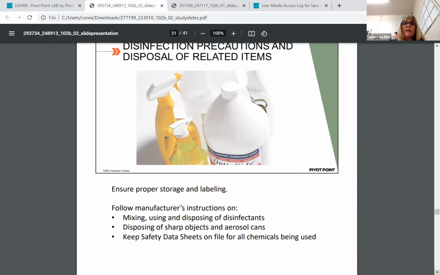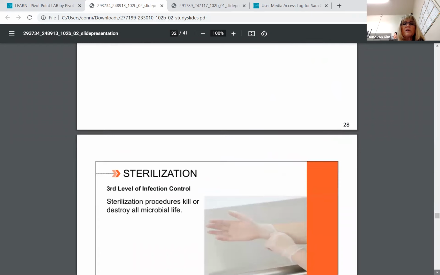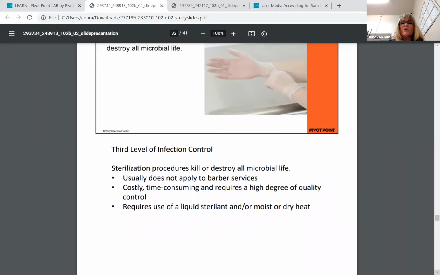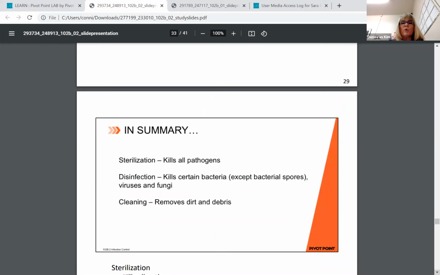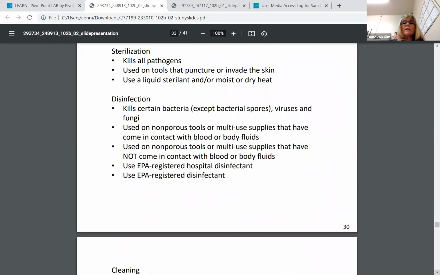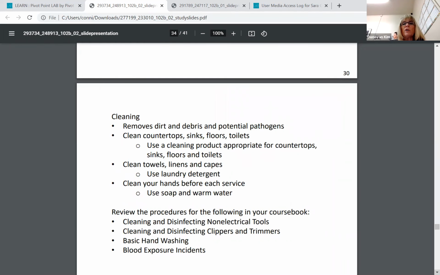Precautions and disposal of related items. Just always follow the manufacturer's directions on mixing and disposing. Okay. Sterilization is the third level, which kills everything. It requires the use of a liquid sterilant or moist and dry heat, which we don't really use, but sterilization kills everything. Disinfection kills bacteria, usually the ones that are harmful to us, and cleaning just removes dirt and debris, right? During disinfection, we need to use an EPA registered disinfectant. Cleaning is basically with soap and water and countertops.